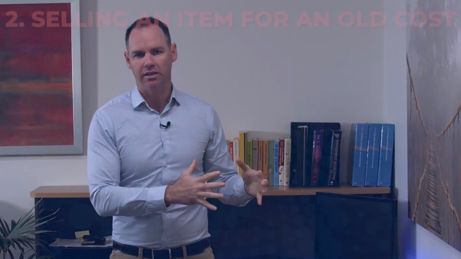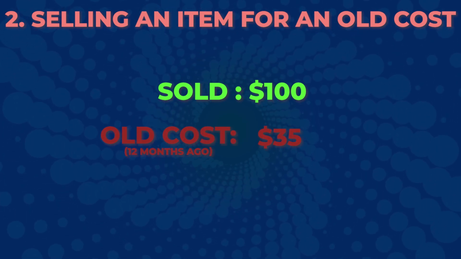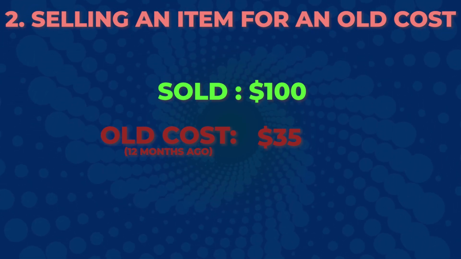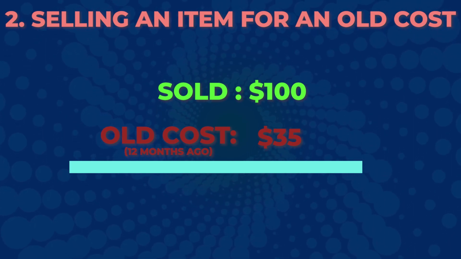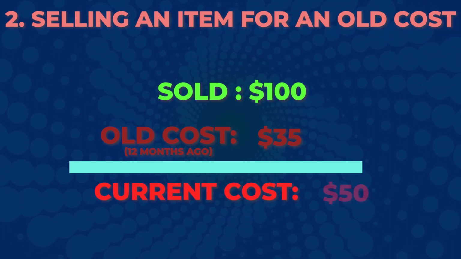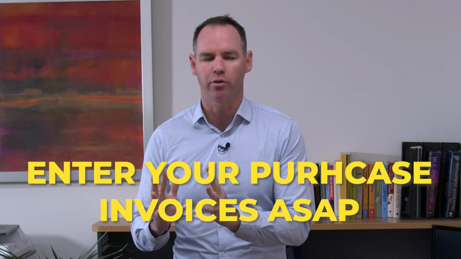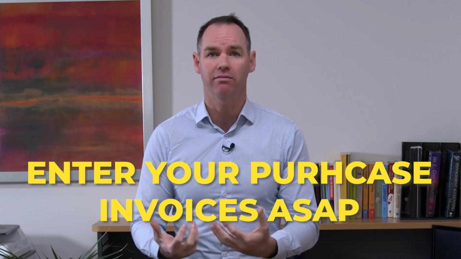How that looks is the following. We sell an item for $100 and 12 months ago we bought it for $35, but now it costs us $50 and we haven't entered the $50 invoice in. The system will use the old cost associated with the product or item and think we've sold it for $100 and it's cost us $35. In reality, though, the item we've sold for $100 actually cost us $50, but our profit and loss will show the old value. This puts the focus on entering your purchase invoices as quickly as possible from when the goods arrive and the invoices arrive.